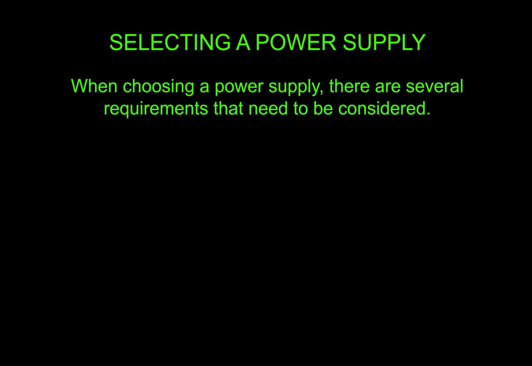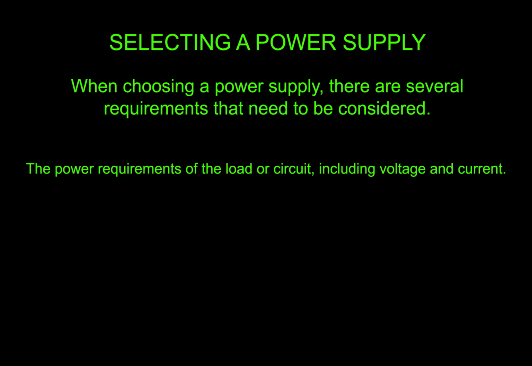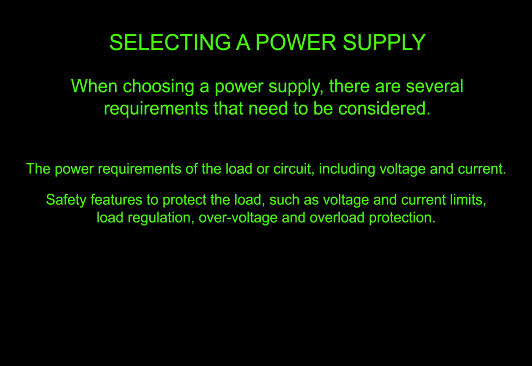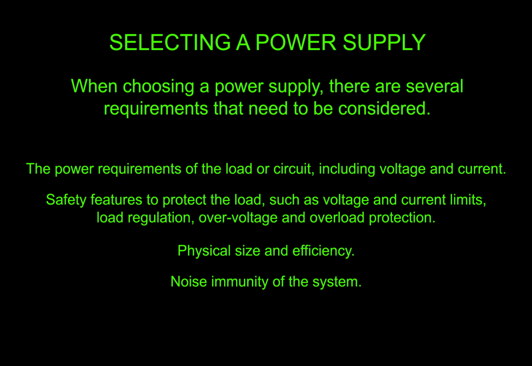When choosing a power supply, there are several requirements that need to be considered. The power requirements of the load or circuit, including voltage and current. Safety features to protect the load, such as voltage and current limits, load regulation, overvoltage, and overload protection. Physical size and efficiency. Noise immunity of the system.